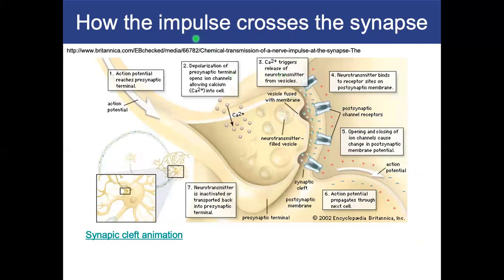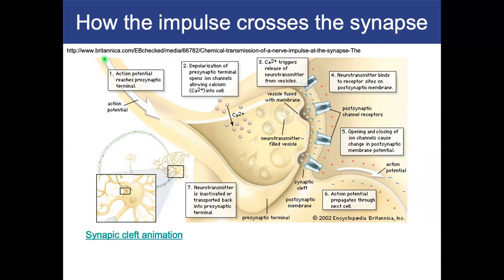Let's talk about how the impulse actually crosses the synapse. So how does one nerve communicate with another nerve? Or how does a nerve communicate with, let's say, the heart or digestive tract or skeletal muscle? Well, first, if you look at this picture down on the left-hand side, here's a nerve synapsing with another nerve. And so this nerve is going to excite the second nerve.